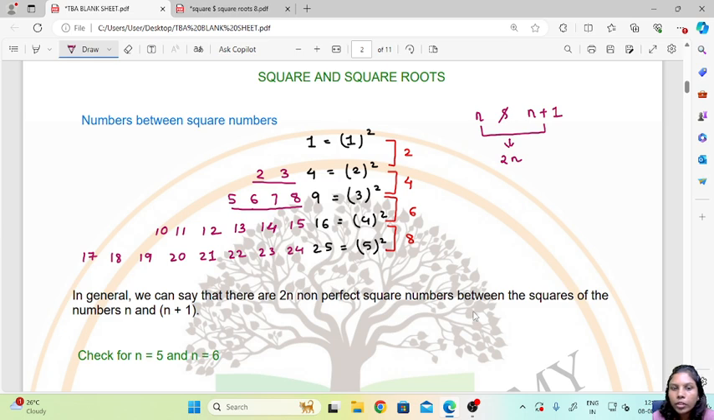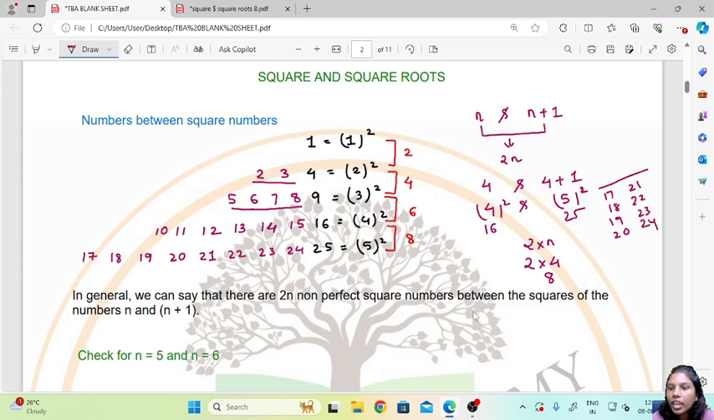Let's take an example from here itself. Say we have n as 4, and n plus 1 is 5. So here we have 4 square, which is 16, and 5 square, which is 25. If I have to find the numbers missing between these two, I can simply do 2 into n. Here n is 4, so that will be 8. From 16 if I count, we have 16, 17, 18, 19, 20, 21, 22, 23 and 24. So we have exactly 8 non-perfect square numbers. That we could easily calculate using the formula 2n.